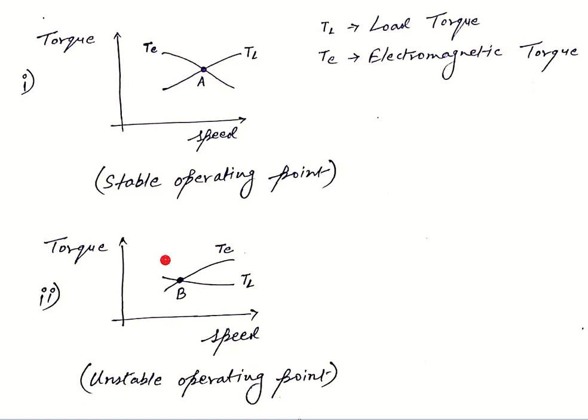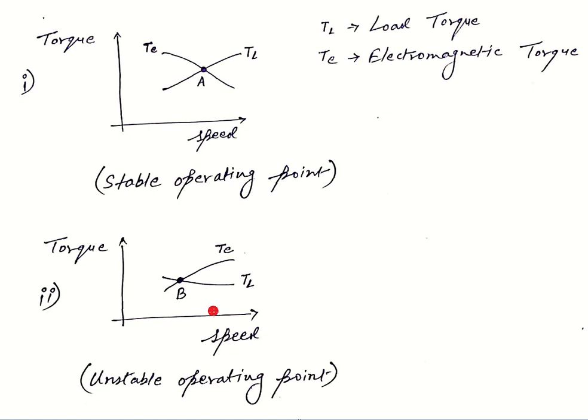You can think about it like the requirement of the load is more and the output torque is less. So what will happen? This will further tend to reduce the speed of the motor. Hence, the speed will be further reducing towards the left side. So the motor load system will not tend to move towards point B, but the speed will be further reduced.